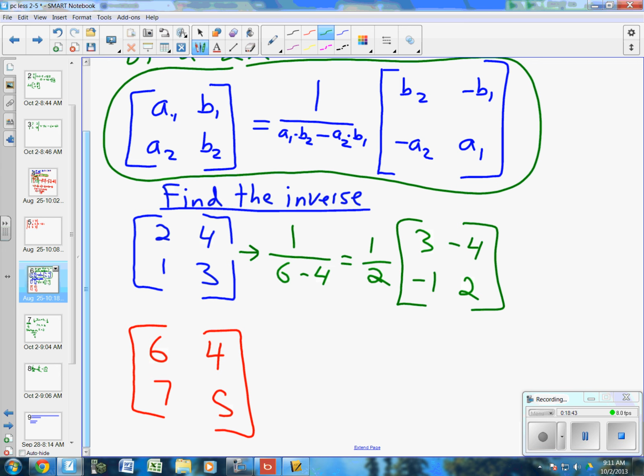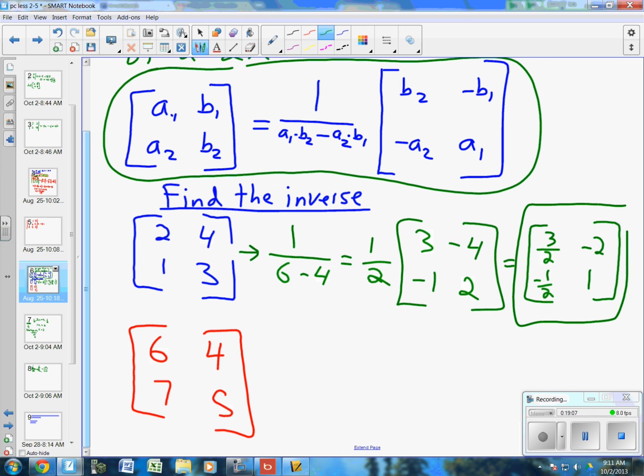There's my inverse, except for we have a scalar times by it. We're going to times 1/2 by that. If I times 1/2 by 3, I get 3/2, right? 1/2 of negative 4 is negative 2. 1/2 times negative 1 is negative 1/2. And 1/2 of 2 is 1. This right here, you guys, is my inverse. That's how you find an inverse. That's my multiplicative inverse for this matrix.